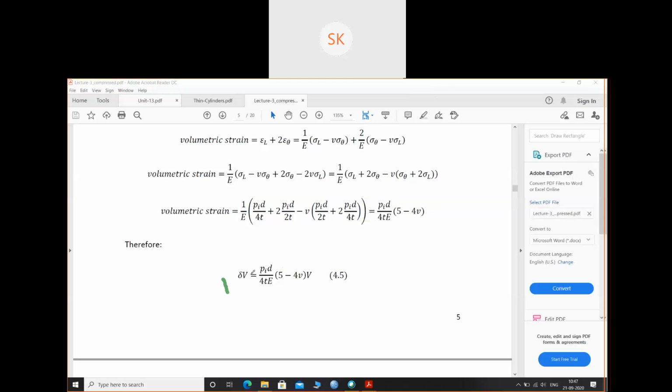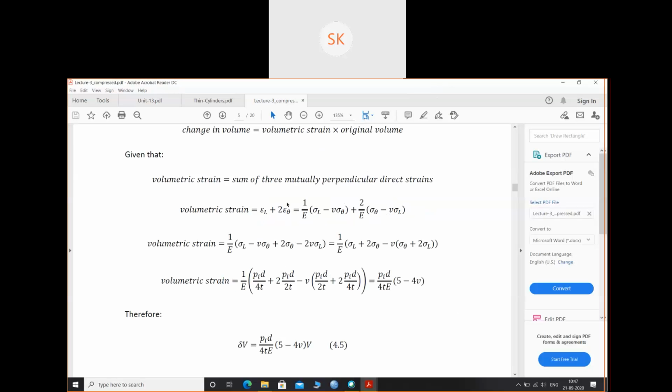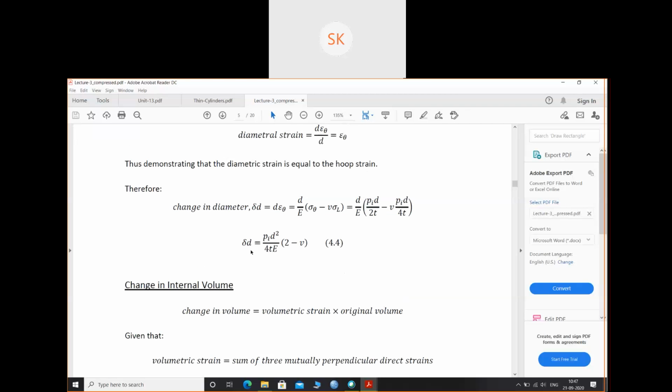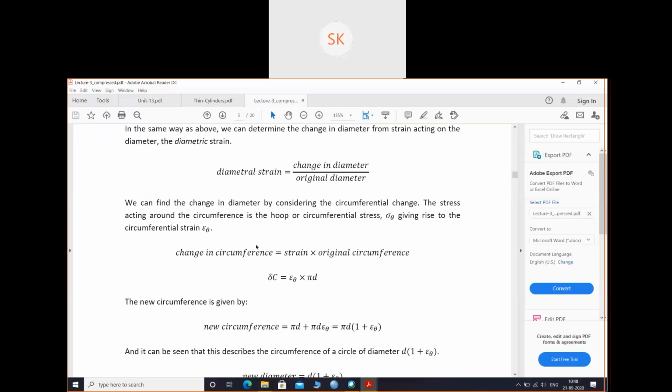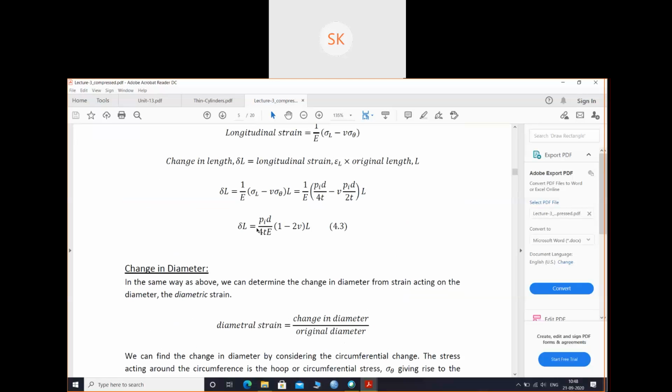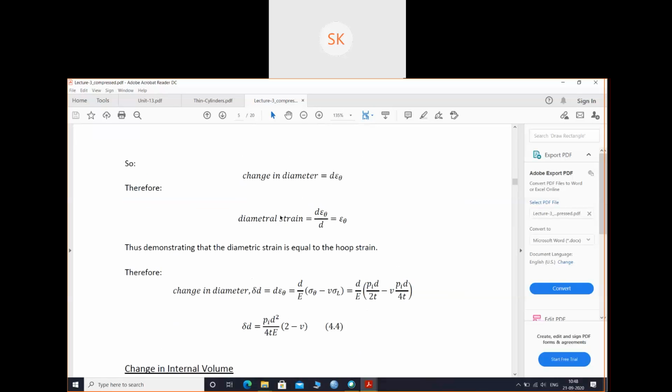So basically there are three types of change in thin cylinders due to hoop stress and longitudinal stress. There will be del D, del V, and one more, del L. You have to remember these three formulas to solve some numericals.